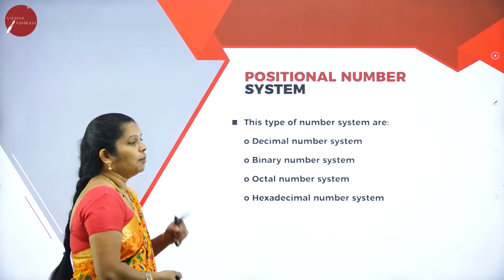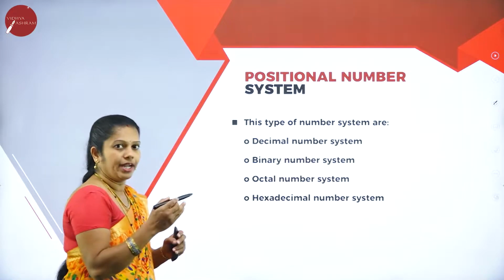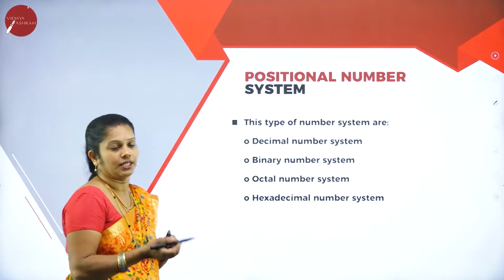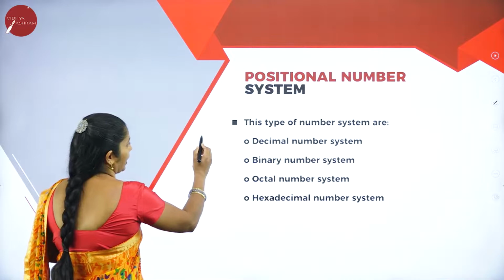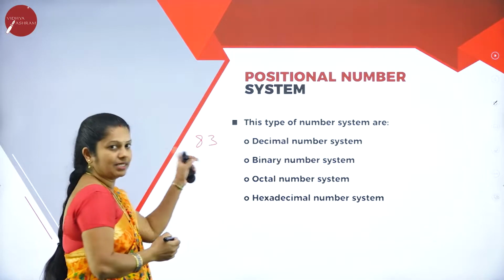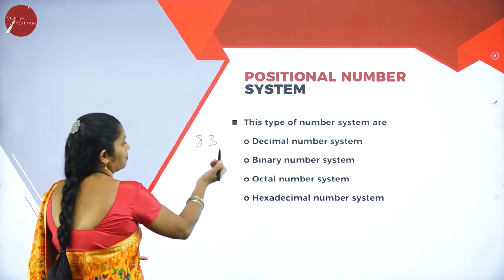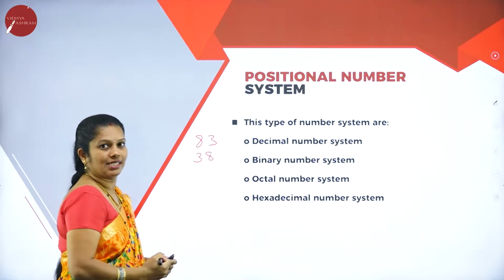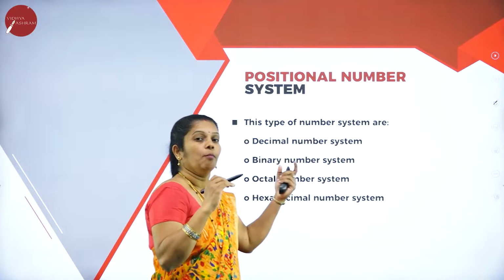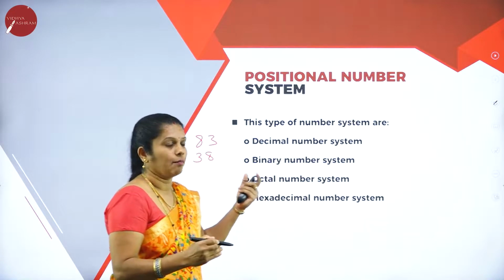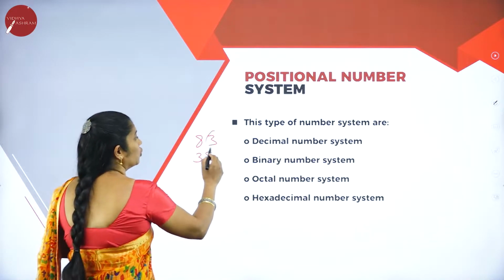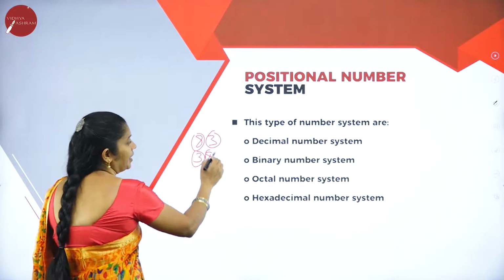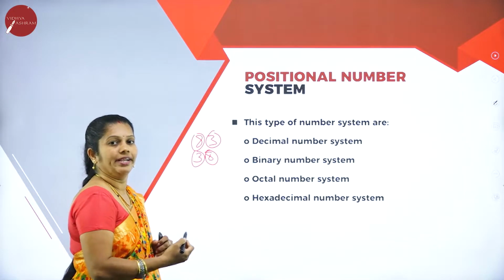But when we come to the positional number system, as I already told you, the value depends on the position. For example, if I write 8 and then 3, it is 83. If I reverse their positions, writing 3 first and then 8, the value changes. That's why it is called a positional number system. The value depends on the position in which the digit is present.